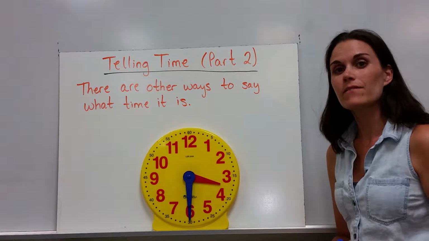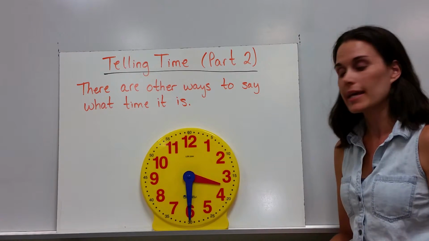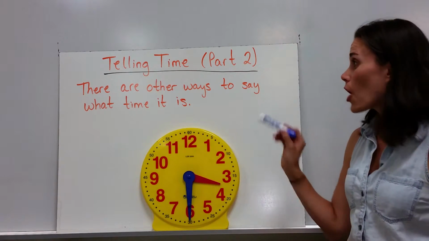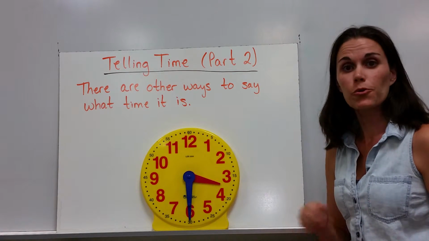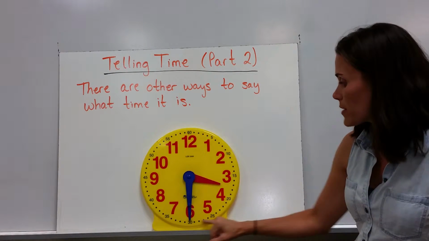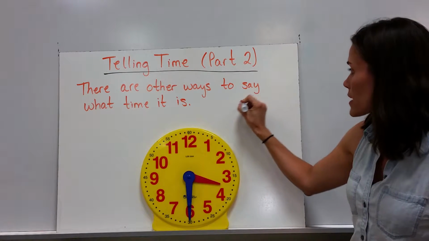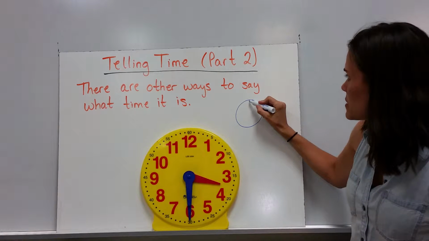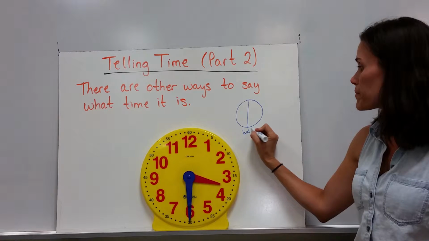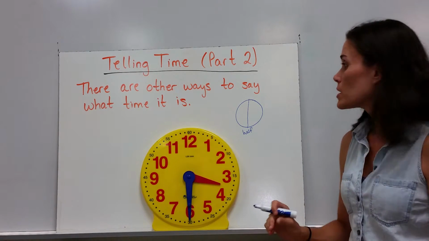In the first telling time video, I just went over the very basics of telling time. So we looked at the hour hand and the minute hand, and then we formed a time, such as 3:30. But there are other ways you can say what time it is or write down what time it is. In this example, because the minutes are halfway around the clock, we could say 3:30. If you look at the clock as a circle, which it is, that is halfway around, which is where the half comes in. All right, another word that's commonly used with time is quarter.